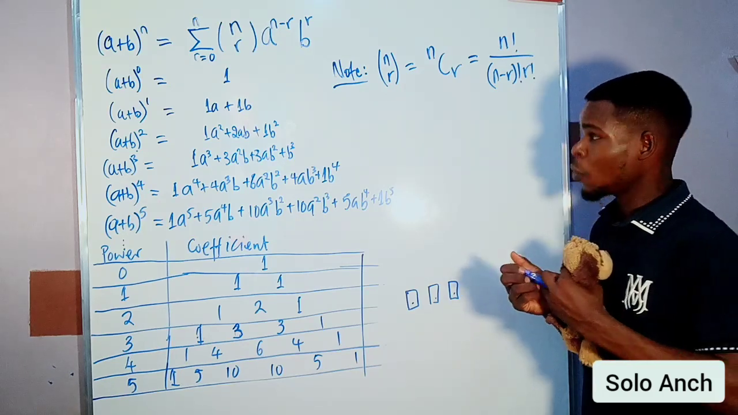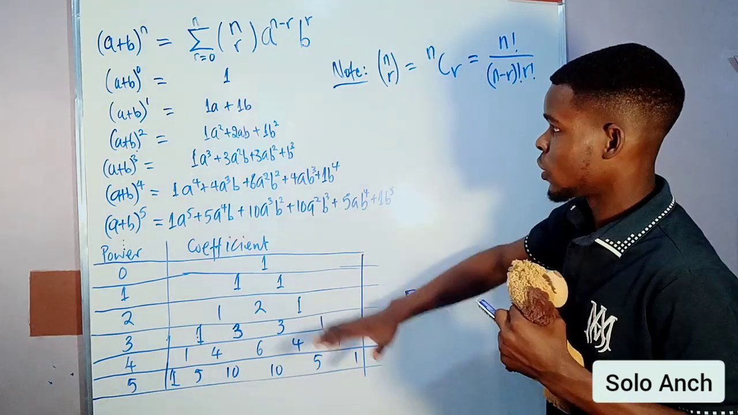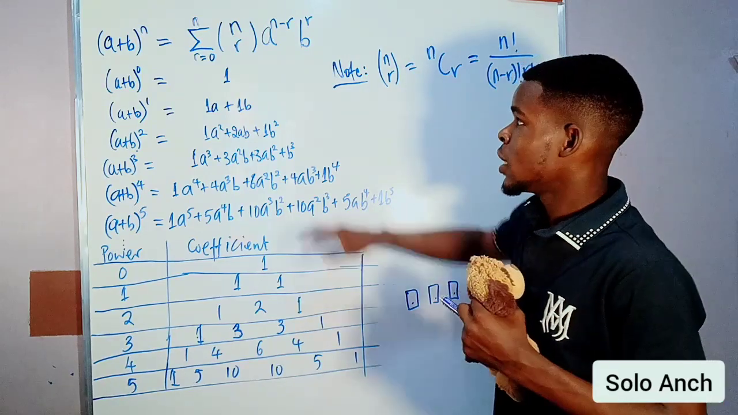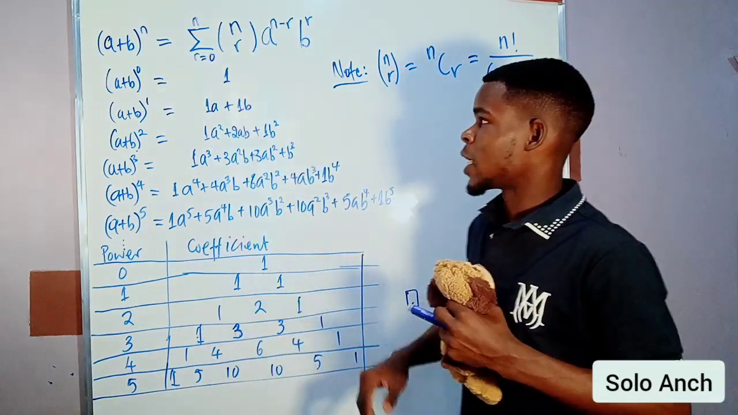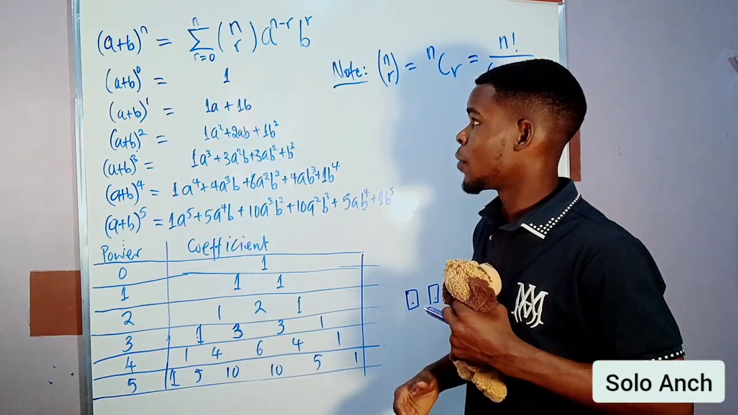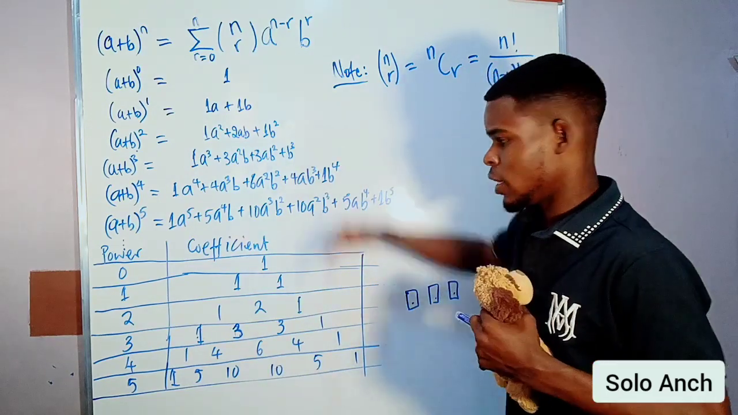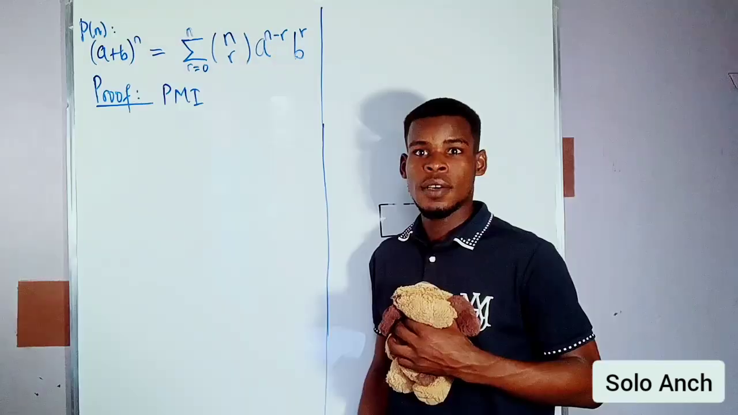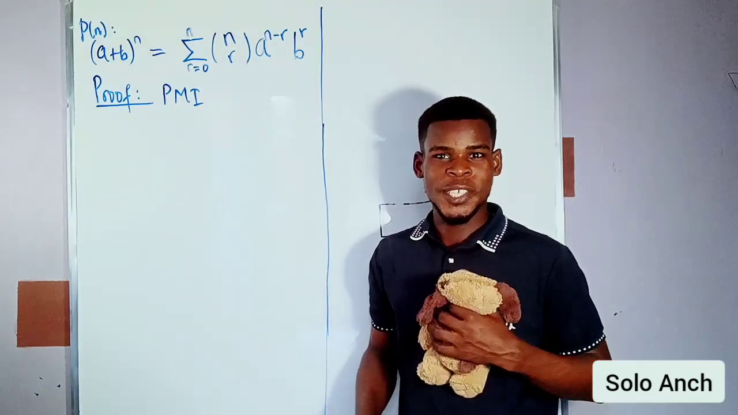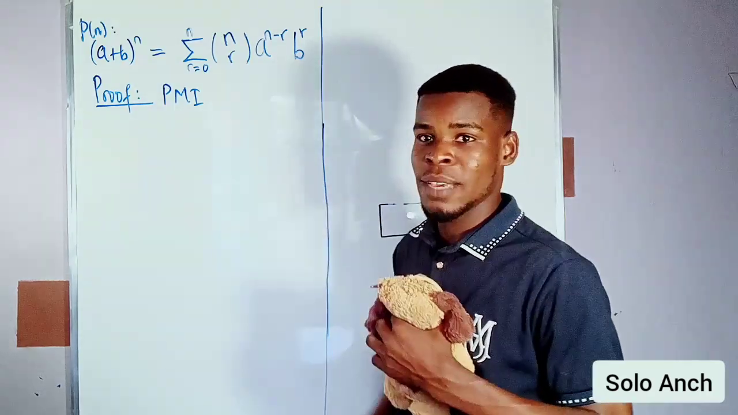Okay, great. So what we'll be doing here, I'll clean everything on this board, and then we are going to prove that this right here actually gives us the expansion of this term for any non-negative power n. So let's just clean it and start off with the proof. Now we're ready to prove that this is true, and we're going to be using, of course, the principle of mathematical induction, that's the PMI.